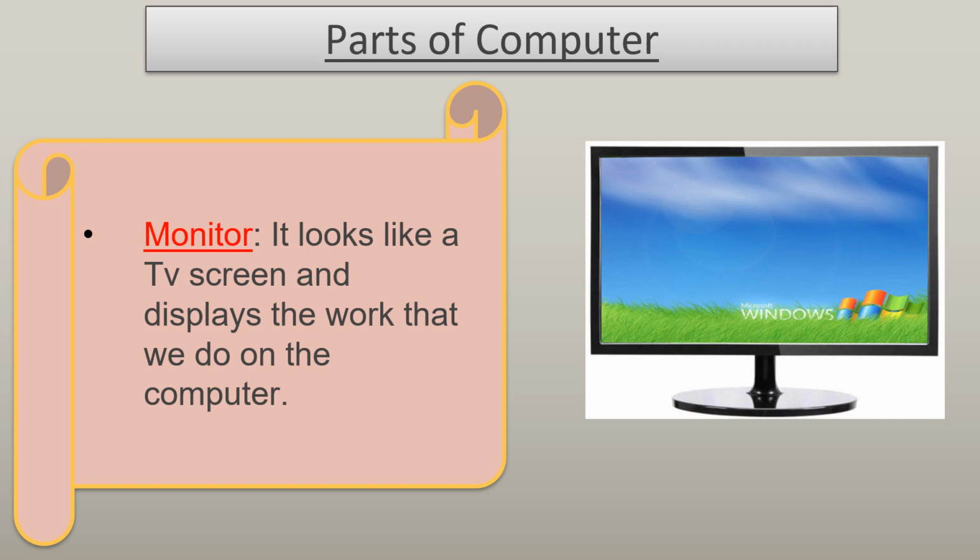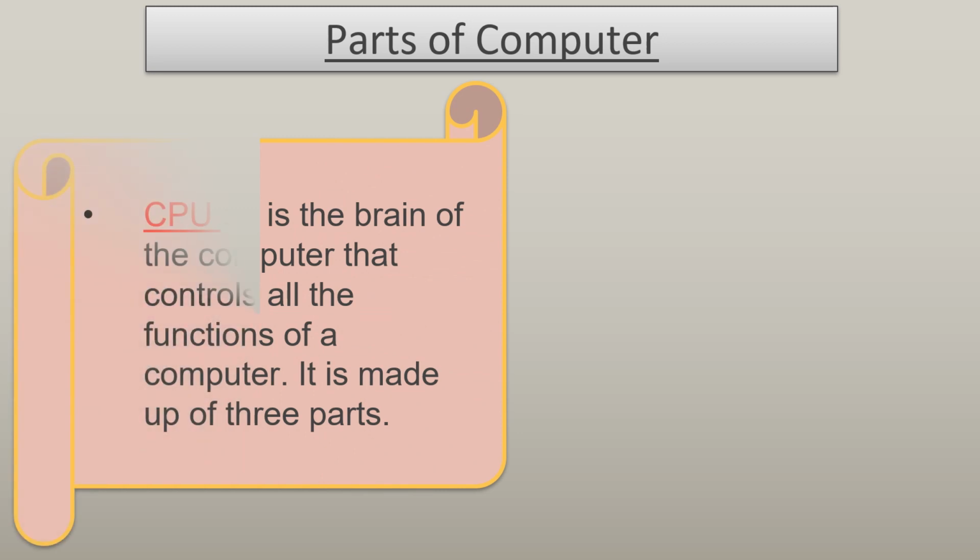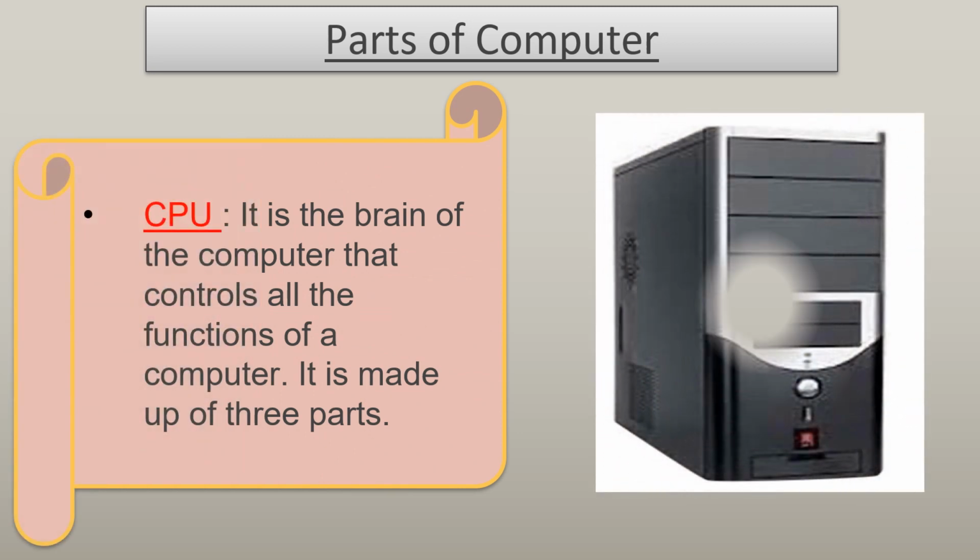Clear? The third part of computer is CPU. CPU is known as the brain of the computer and it controls all the functions of a computer system. It does all the calculations and displays the results on the monitor. A CPU is basically made up of three parts, that is MU, memory unit, CU, control unit, and ALU, that is arithmetic and logical unit.